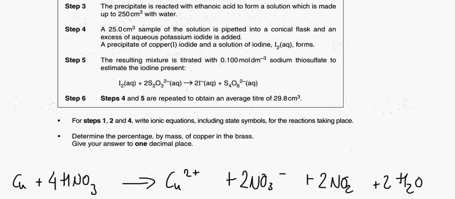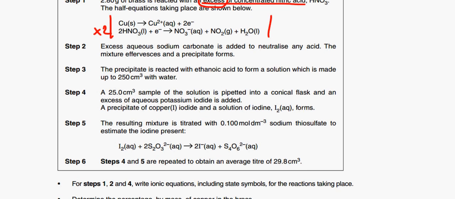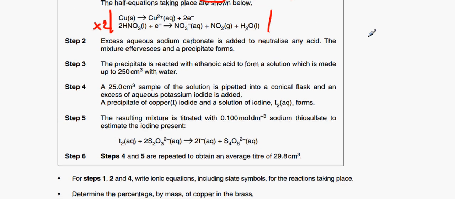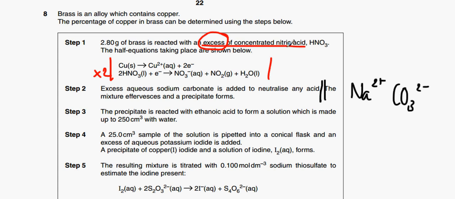So the second step says that excess aqueous sodium carbonate, which, because we're looking at ionic compounds, if we break it up ionically, is Na2 plus and CO3 2 minus, is added to neutralize any acid. Okay, so let's just look at that first sentence. Obviously, a precipitate forms and a mixture effervesces, but let's look at this sentence first. So, we obviously have an excess of acid.